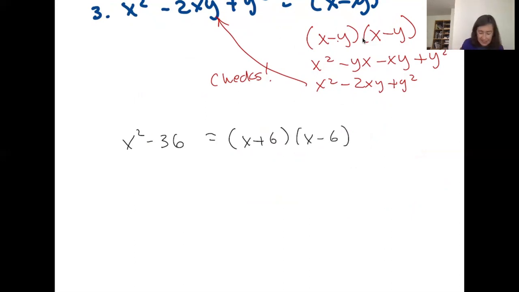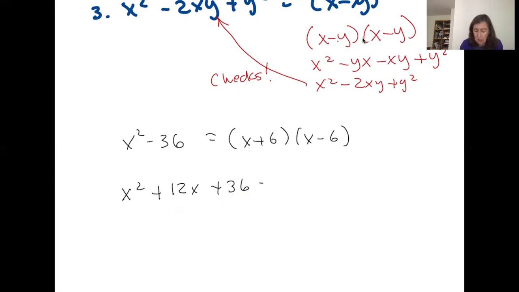Or continuing that same example, I have x squared plus 12x plus 36. What I'm noticing here is that this is a square. So what I'm really noticing with this term is that this is 6 squared, and this is 2 times 6.